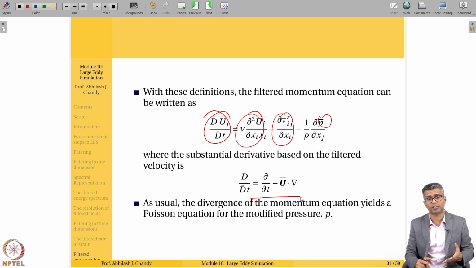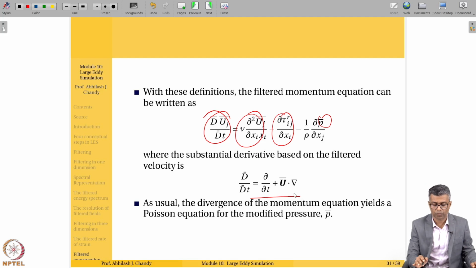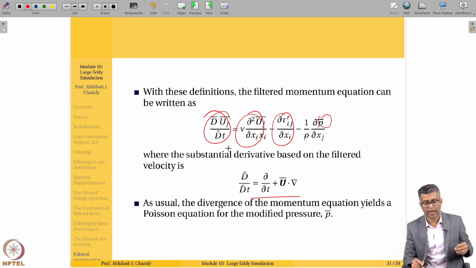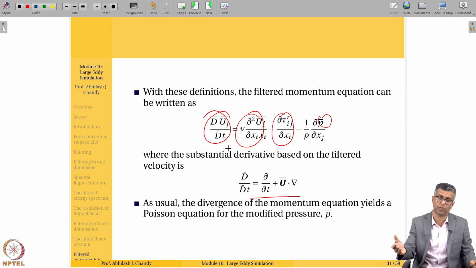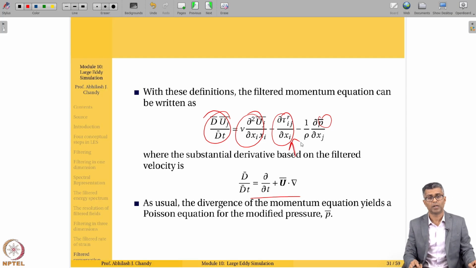So now you have a filtered substantial derivative based on the filtered velocities, which is del_t plus u bar dot del. As you can see, the left hand side is closed. On the right hand side, the first term is the viscous term, which we know because we know the filtered velocity. The rightmost term, the filtered pressure, we get from the Poisson equation. The only unknown term is the anisotropic part of the residual stress tensor. That is the term we have to close.